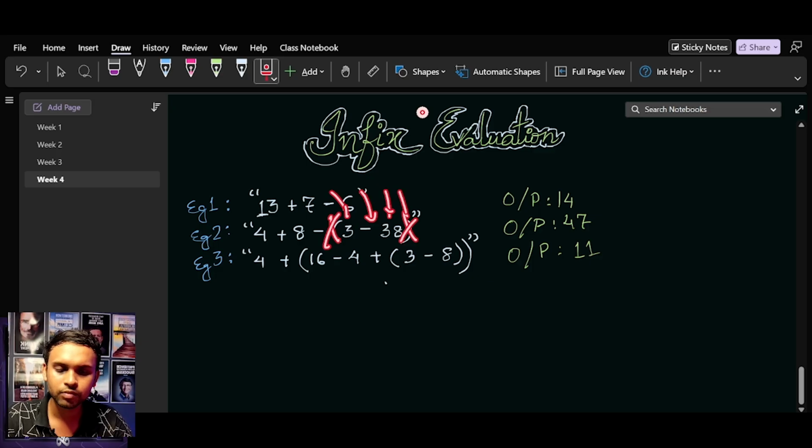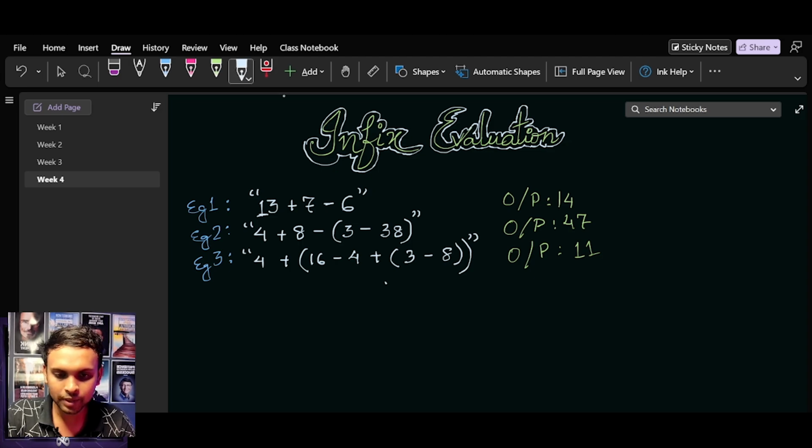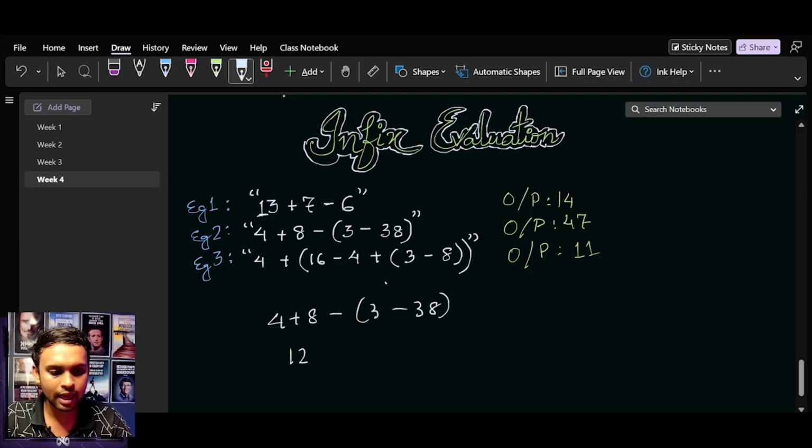Now the point is, can I ignore this bracket and just carry forward with our mechanism, and will we get the same result? The answer is no, guys. You have to take this as a special case, right? Because see, initially it was 4 plus 8, which was 12. Then a minus came, then 3 minus 38 was there, right? So the answer would have been 47.